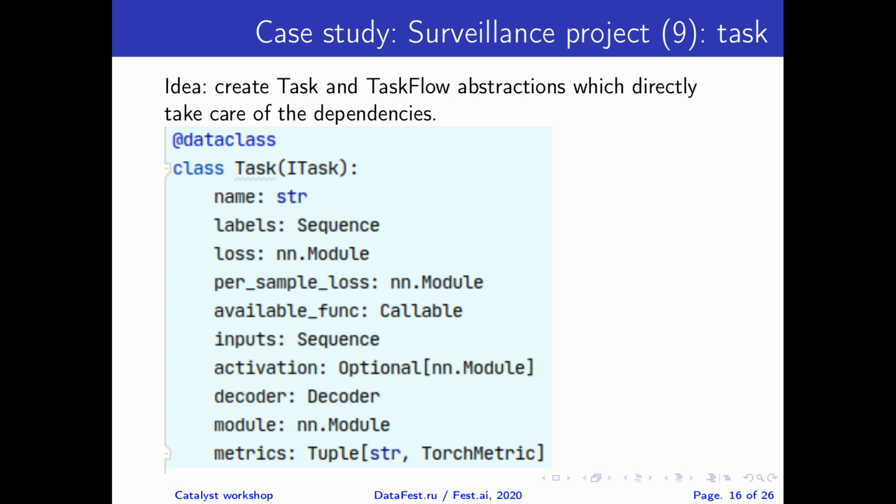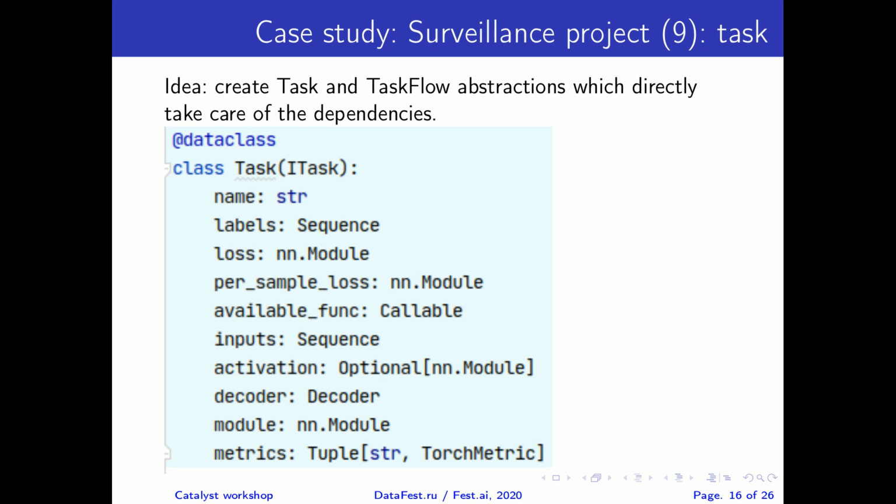So for example, you have the name of the task, the labels of the task, the loss function, the per sample loss, which is the loss function that we're going to use in order to get a per sample loss value, so that we can interpret which are the best and which are the worst samples. The available function filters missing values. So for example, if we don't have a label for this specific sample, we obviously want to skip the gradient update. We have the inputs for the task, then we have the activation.